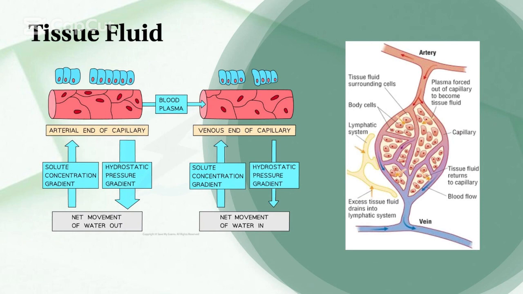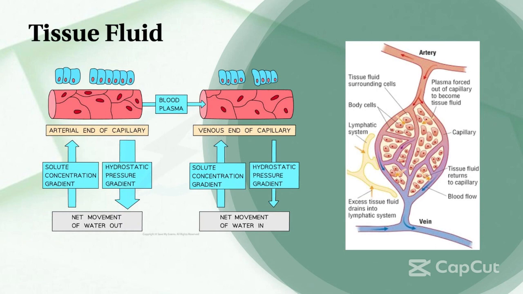At the venous end, so the capillaries that are leading to the venules or the veins, that hydrostatic pressure is lower because we're further away from the heart, and we also have an increase in oncotic or osmotic pressure, and therefore the net movement is into the capillaries.